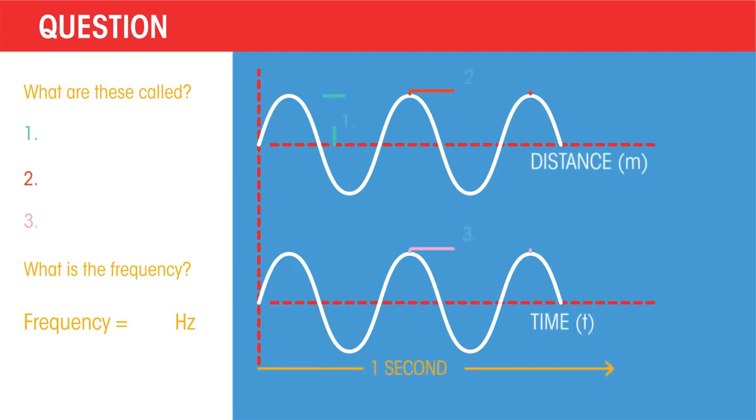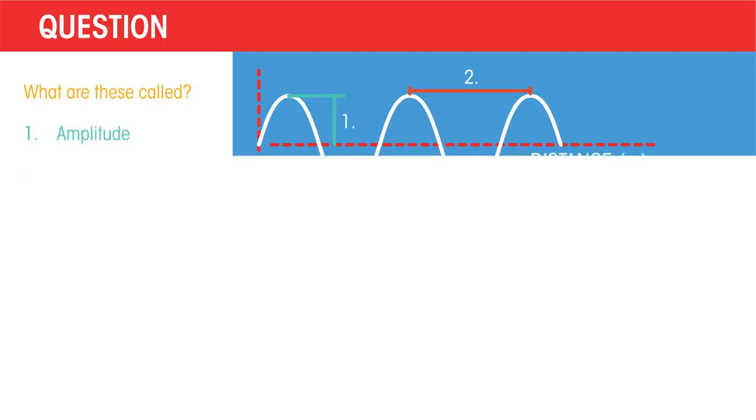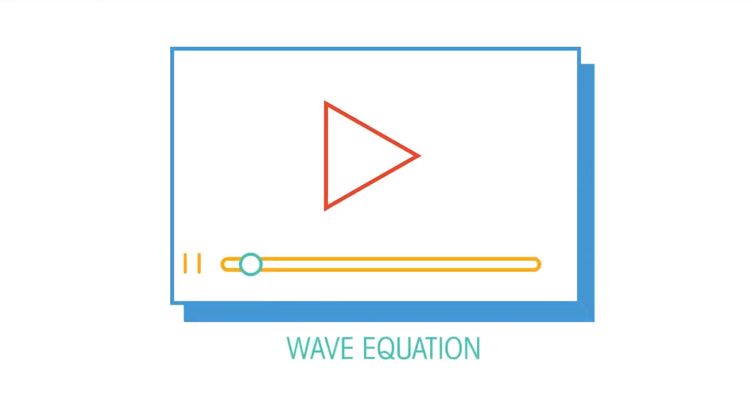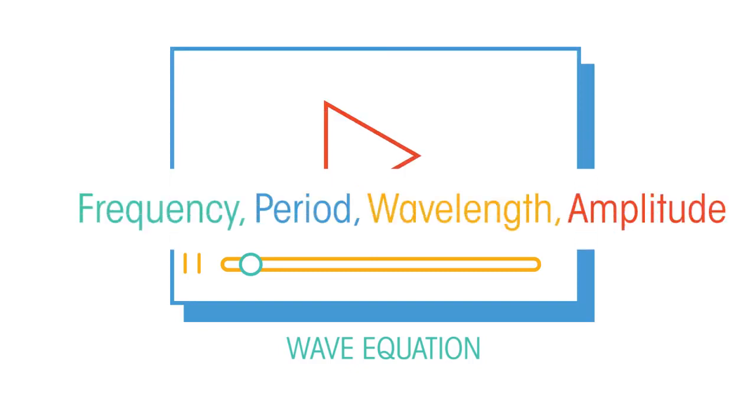Can you add the labels to these waves and work out the frequency? Notice that the top one is distance and the bottom one is time. Pause the video, work it out and click play when you're ready. Did you get them right? In another video, we'll be looking at wave speed equation and connecting wavelengths and frequencies. For now, you just need to know what these 4 key words mean.